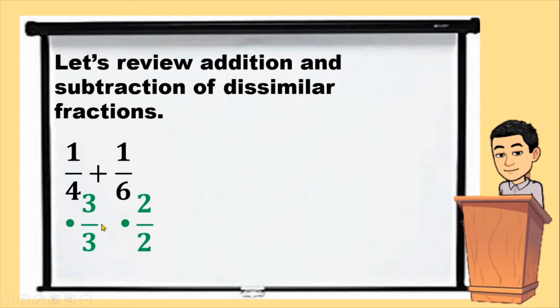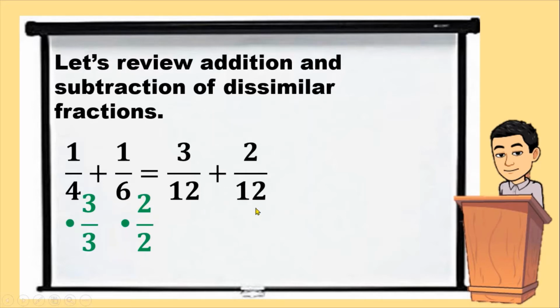Multiplying 1/4 and 3 over 3, the result is 3 over 12. 1 times 3, we have 3. 4 times 3, we have 12. 3 over 12, when simplified, becomes 1/4, meaning to say we just change its appearance, but its value is still the same. 1 over 6 times 2 over 2 for our second fraction. 1 times 2, we have 2. 6 times 2, we have 12. And 2 over 12 is just the same as 1 over 6.